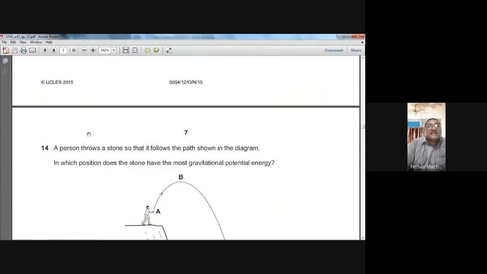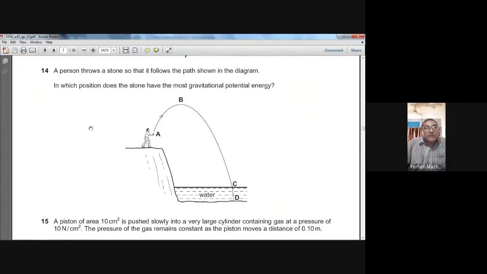Okay, I think you understand it. Question number 14. A person throws a stone so it follows the path shown in the diagram. In which position does the stone have the most gravitational potential energy? The gravitational potential energy depends upon the height of the object from the ground or from a reference point. So the maximum height the object gained is at position B. So at position B, the body will have the maximum gravitational potential energy. For question number 14, the answer is B, because there the body is at the highest point.